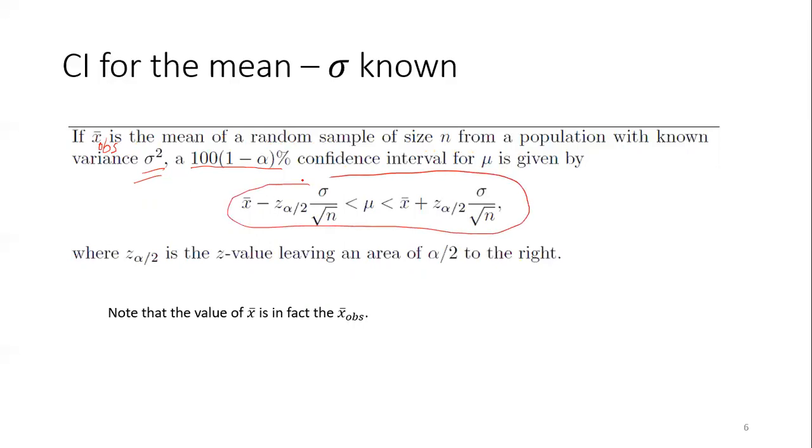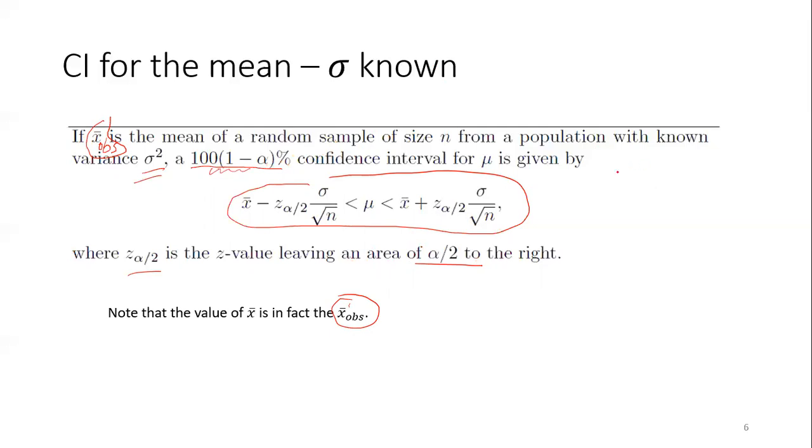Where z alpha over 2 is the z value which leaves an area of alpha over 2 to the right, okay? Again, note that the value there is z observed. So this is, sorry, this is x bar observed. So why do we have this different thing here?